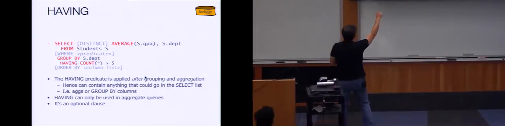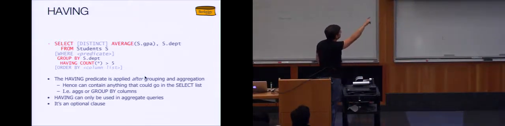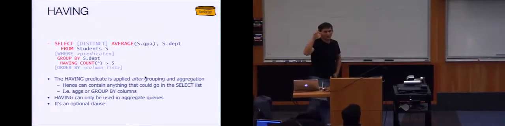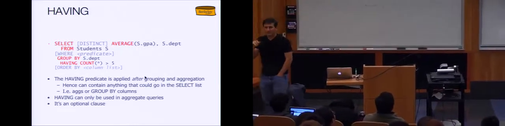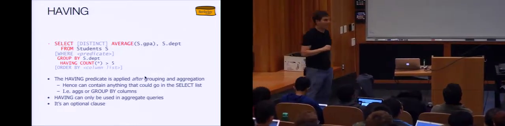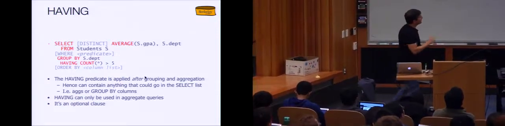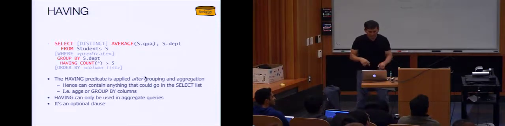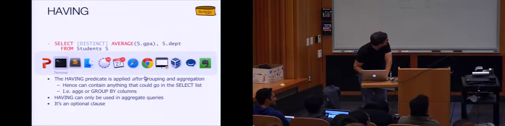So in this particular query, I want the average GPA and department from students, group by department, but I only want to see departments that have 5 or more people in them. Okay? That's what that's saying. Now, you can't ask how many people are in the department before you group. You can only ask after you group, right? So let's just play with this query a little bit in the terminal.